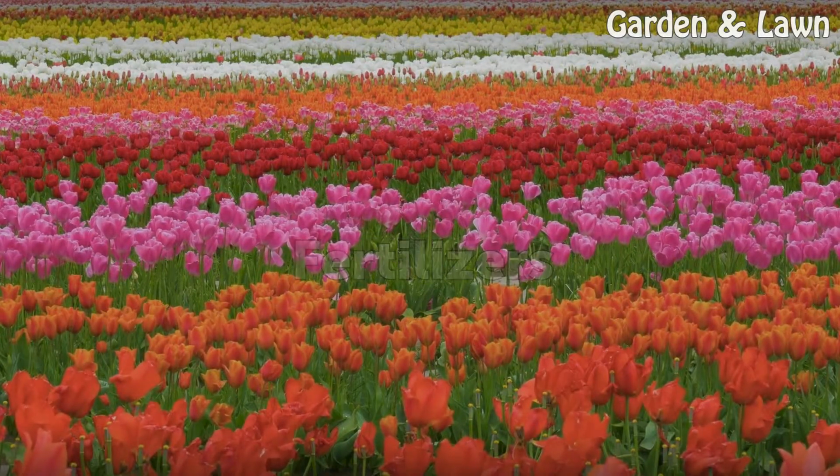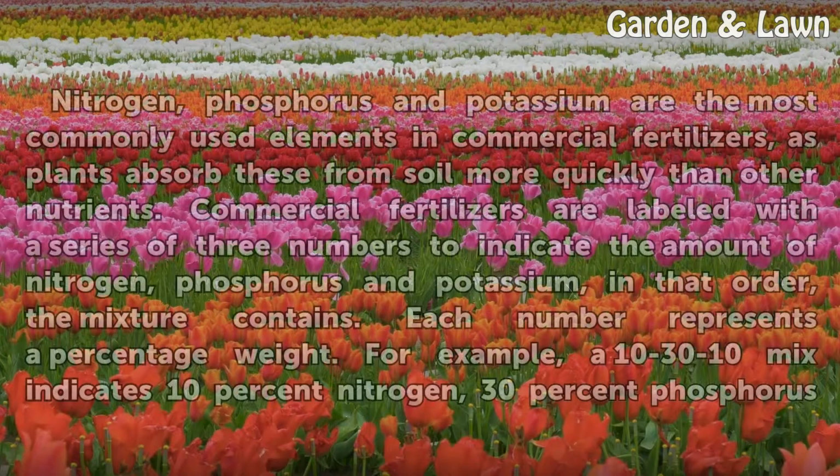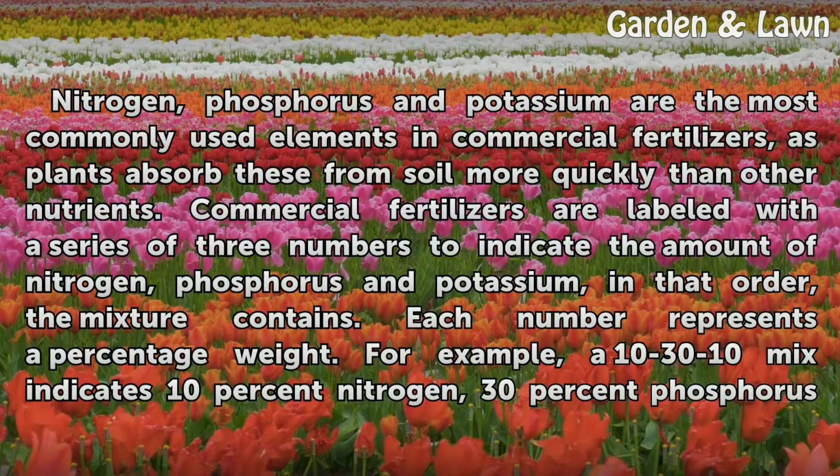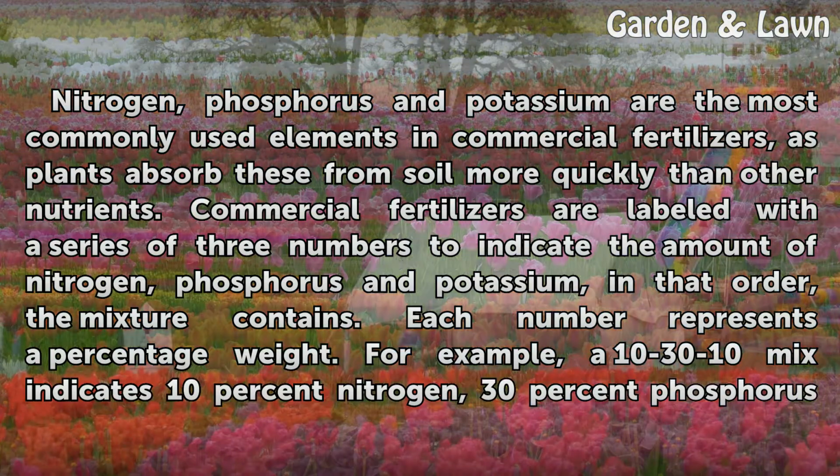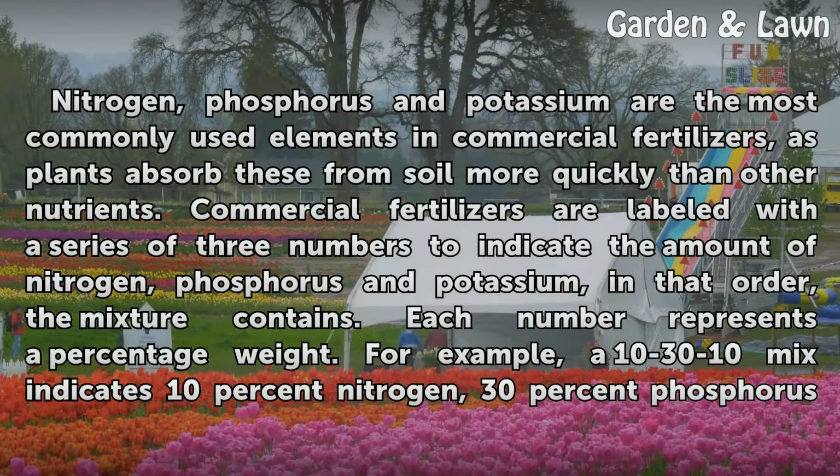Fertilizers. Nitrogen, phosphorus and potassium are the most commonly used elements in commercial fertilizers, as plants absorb these from soil more quickly than other nutrients. Commercial fertilizers are labeled with a series of 3 numbers to indicate the amount of nitrogen, phosphorus and potassium, in that order, the mixture contains.